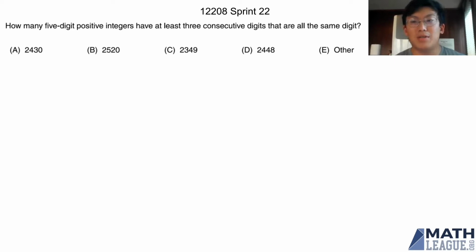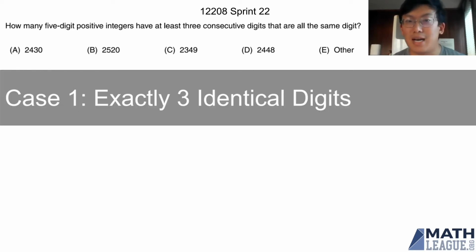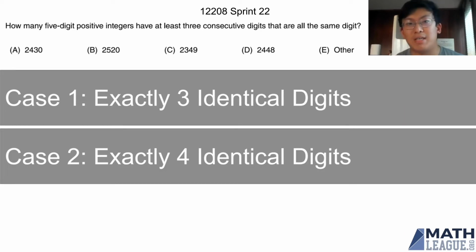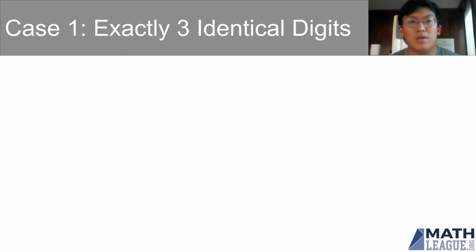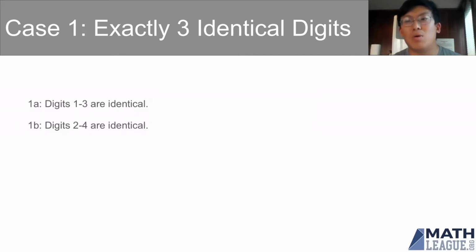And we can break this down into 3 cases. There can be exactly 3 consecutive identical digits, exactly 4 consecutive identical digits, or all 5 of the digits can be identical. So let's look at this case by case. For case 1, there can be exactly 3 consecutive identical digits. Now, there are 3 ways this can happen. Either the first 3, the middle 3, or the last 3 digits are identical. And we'll consider these subcases 1A, 1B, and 1C respectively.